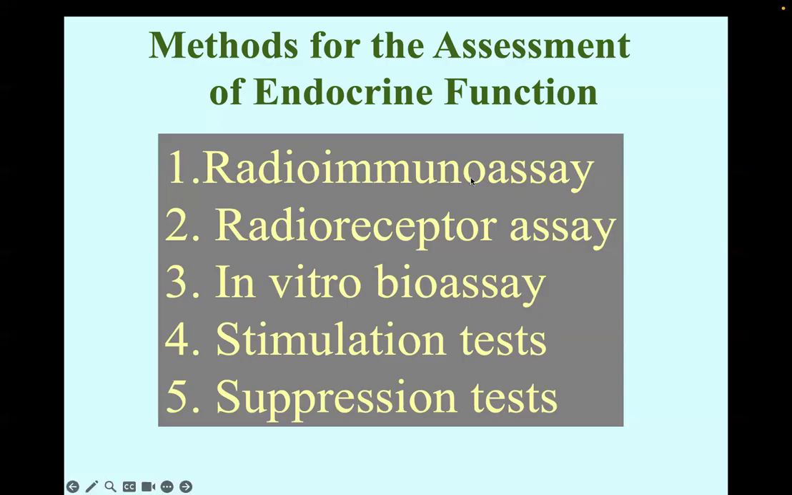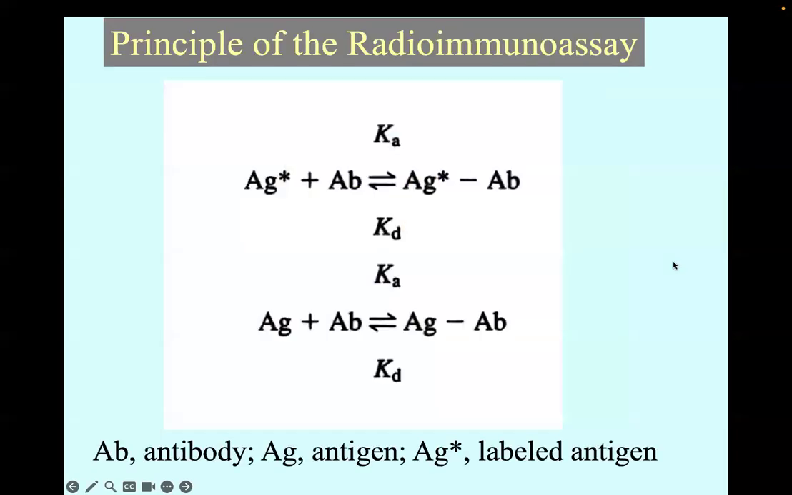So what then is involved? What is the radioimmunoassay? That's what we're going to look at now. So the radioimmunoassay makes use of what you already know, because I introduced that already, K dissociation, K association. So if you mix a radioactive antigen with an antibody, they will associate.